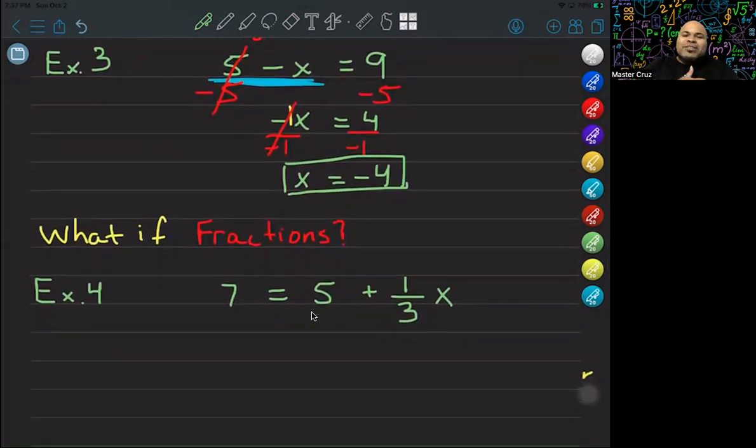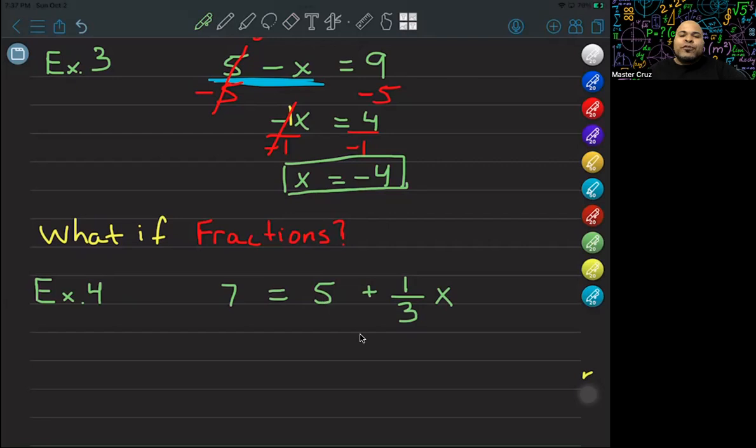You know they always like to throw you that curveball, right? So example 4 talks about fractions. What to do if there's a fraction? Well, we still follow the same pattern. We look at the side that has the variable. In this case it is the right-hand side. So we only care about these numbers. We don't care about the 7 right now.